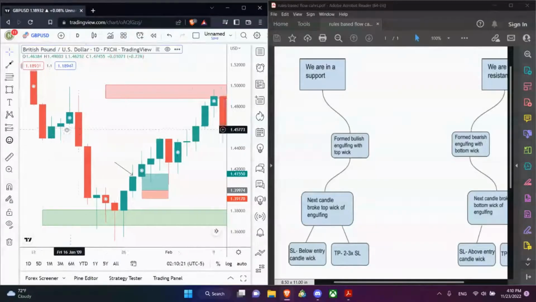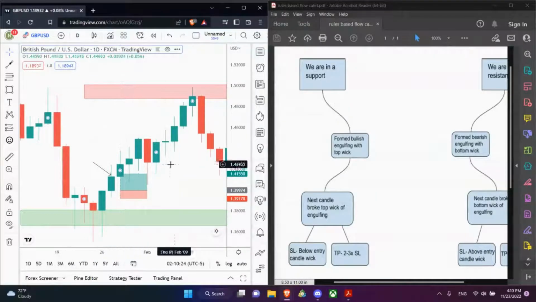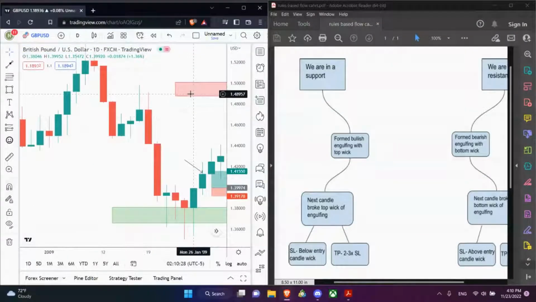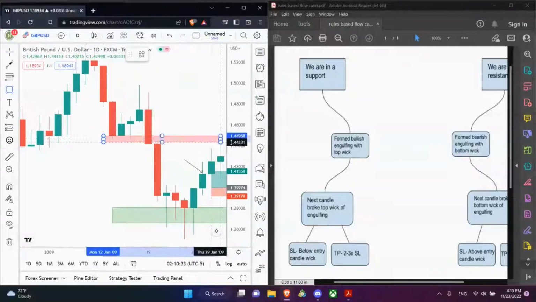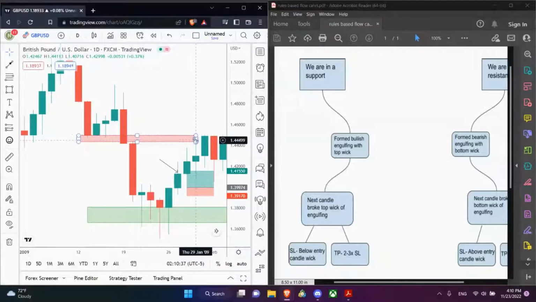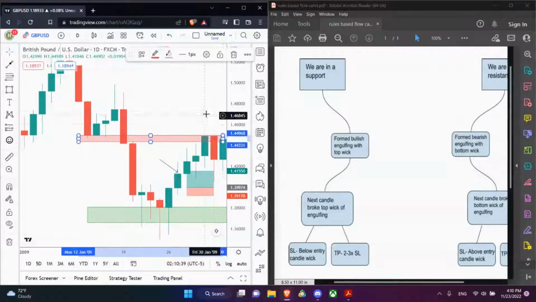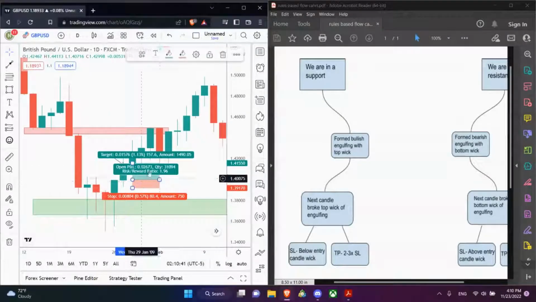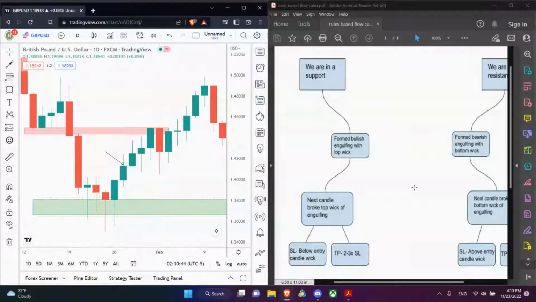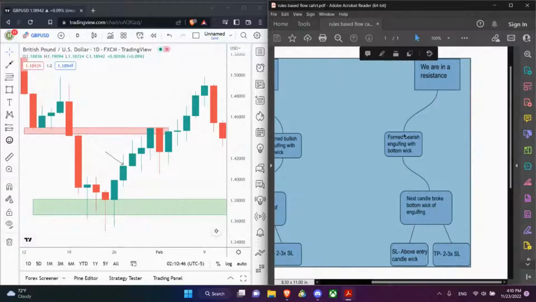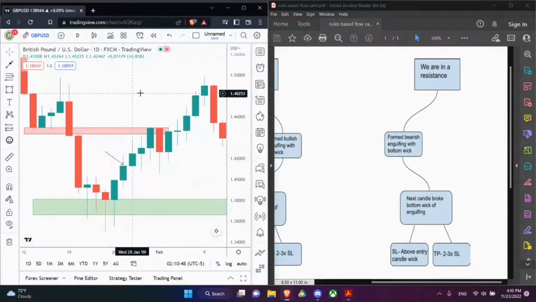All right, so price came up. If we were just going off of the left and not the right, if we're just following it, price came up to a resistance right here. Okay, and we see price did create a bearish engulfing candle right there with the bottom wick. So we are in a resistance here, and we formed a bearish engulfing with a bottom wick. All right, cool. Rules check out.